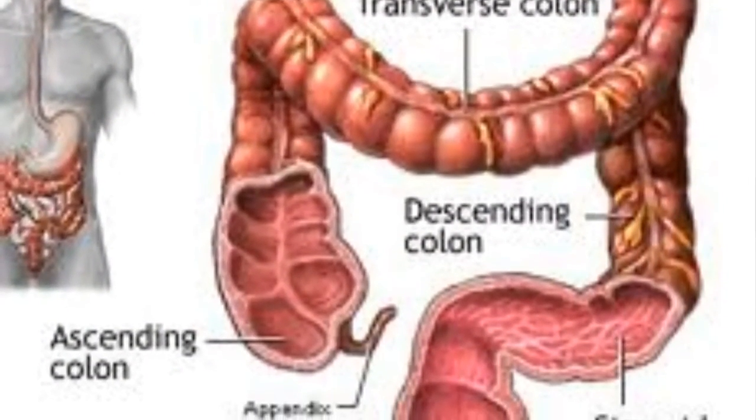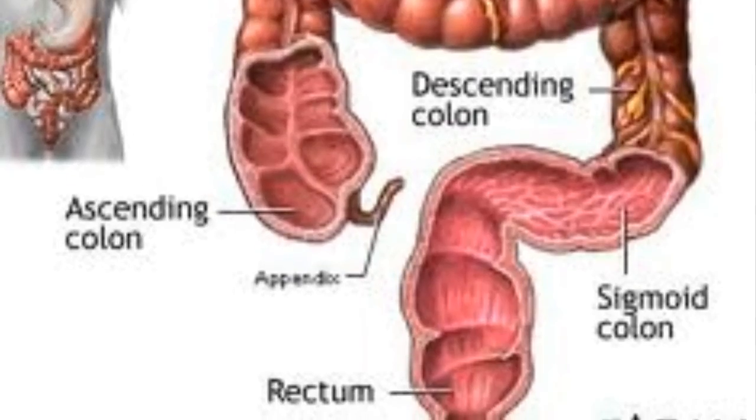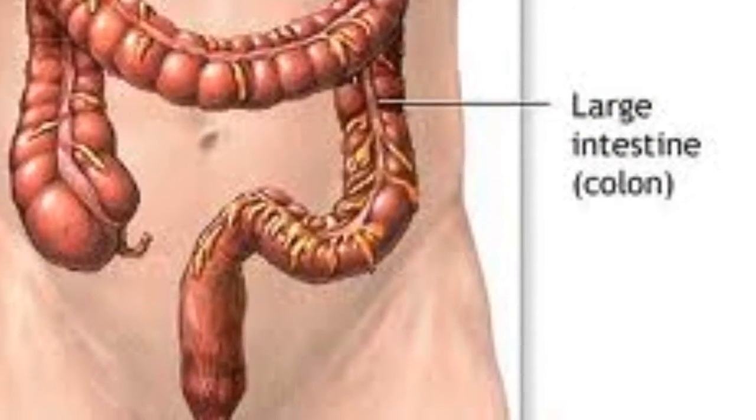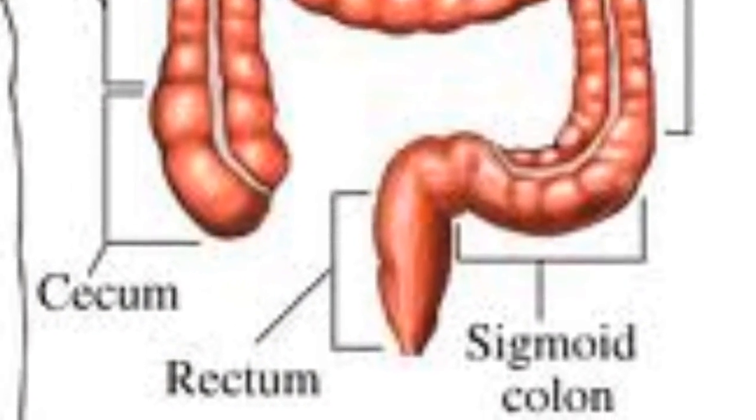Our apple has finally made it to the end, the large intestine, aka the colon. Only minerals, vitamins, and any other remaining water is absorbed here. Solid material that's left, called feces, exits the large intestine through the anus.